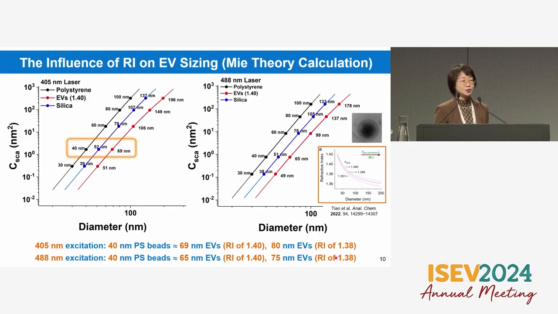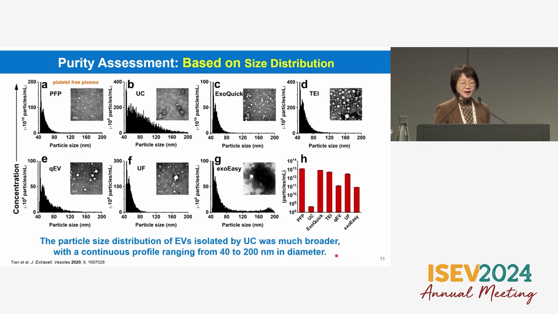So we really need to do the refractive index correction for accurate size measurement. And also, you can use the size distribution for the purity assessment. For example, this is a PFP. And here we compared the separation by using ultracentrifugation and five other separation kits.